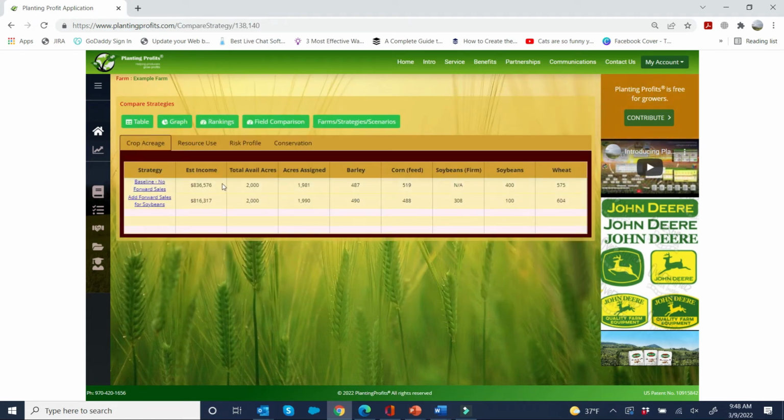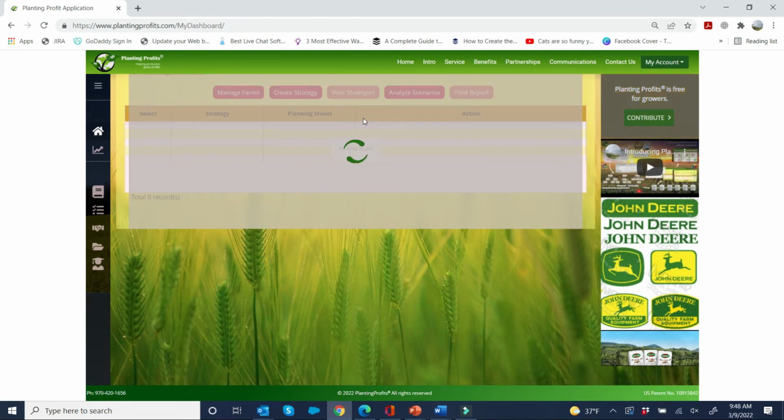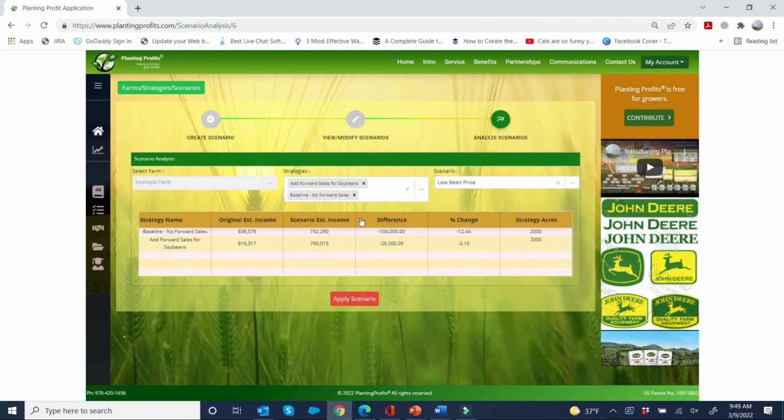Compare the strategy with the contract and to the one without. Estimated income is higher without the contract, given the forecasted price for open, non-contracted soybeans. But in the scenario with a low soybeans price, the strategy with the contracted beans has a higher estimated income. In this example, we're trading off income to reduce income uncertainty. To capture some upside price when holding a contract, you could use call options, but futures and options analysis are not yet included in Planting Profits.